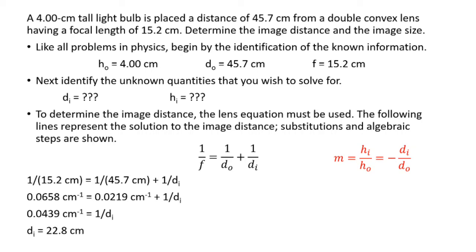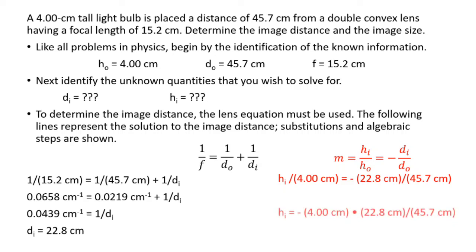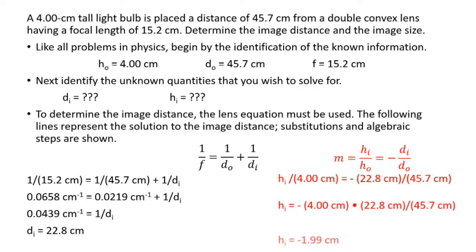Here we get the magnification so that we can get the image height. Image height over 4 is equal to negative 22.8 over 45.7. Multiply both sides by 4, and we get our image height of negative 1.99 centimeters. Now you'll notice that we got the same exact numbers for a convex lens as we would a concave mirror, so they are very similar.